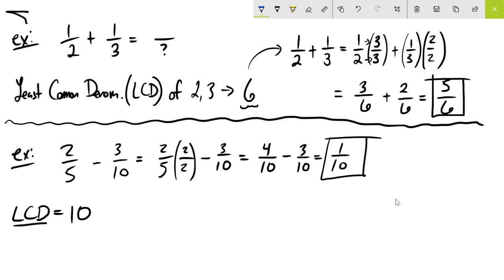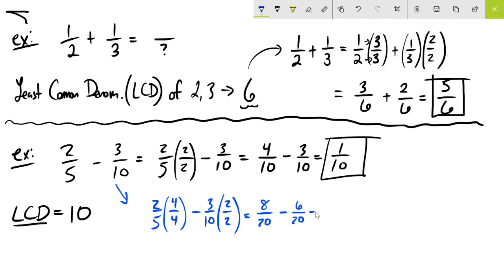Okay. Now, the nice thing is, let's say you would have picked 20. Like you say, oh, I'm going to bring it up to 20. Which you could do. You'll still get the right answer. So if I decided I was going to bring these up to 20, then this one would need a 4 over 4, because that's what 5 would take to bring it up to 20. 10 would need a 2 over 2, right? So what you'd get is 8/20 minus 6/20. So that would be 2/20, but then what happens?